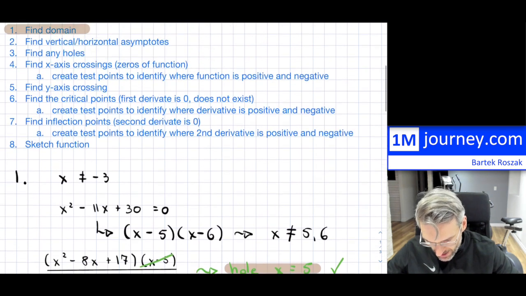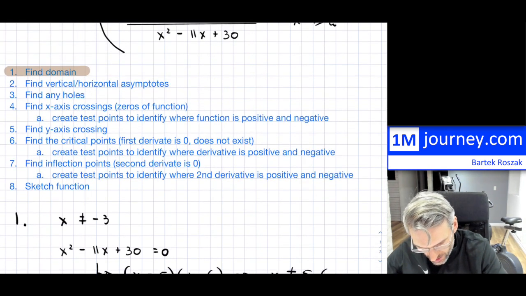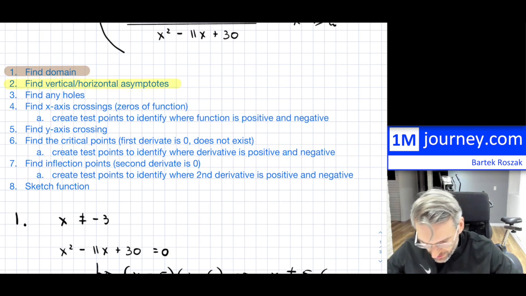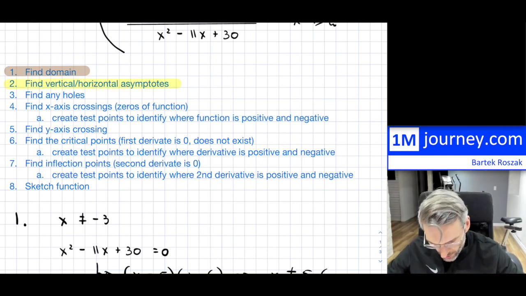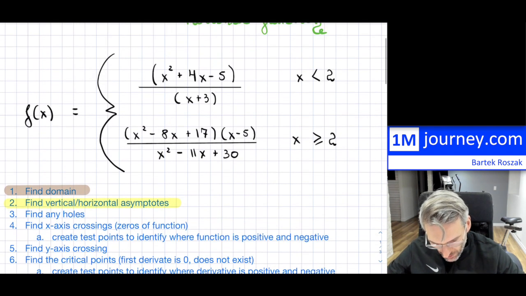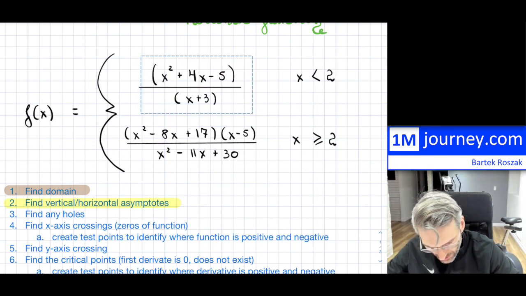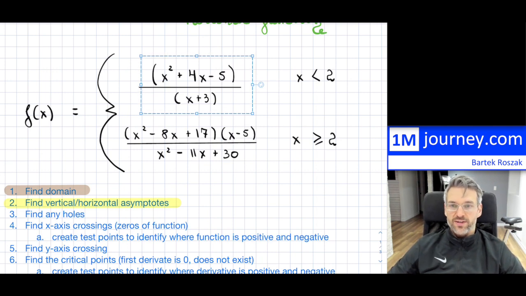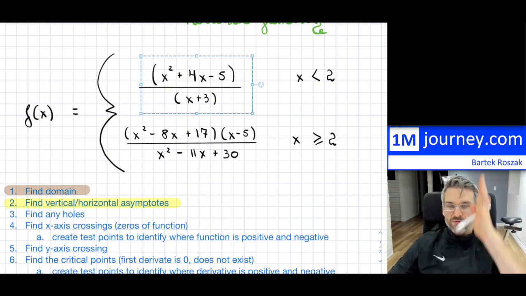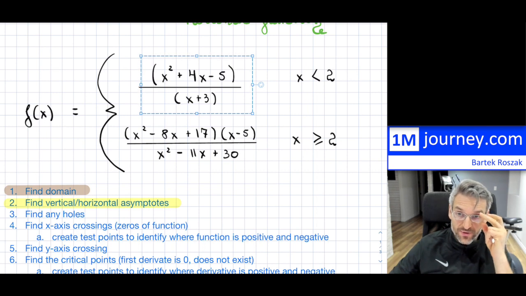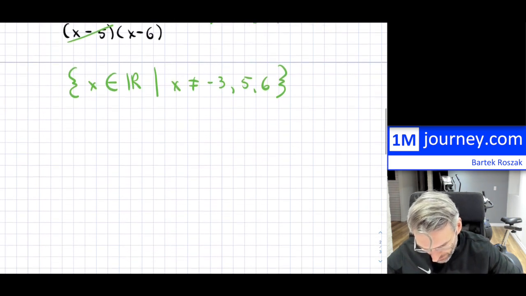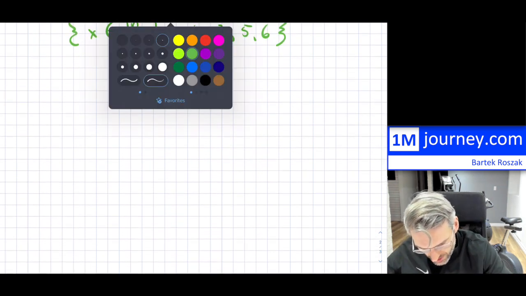Great. So now the next item is vertical and horizontal asymptotes, or any asymptotes that we have. So let's take a look at this. For the first one, we have a vertical asymptote wherever x is not defined. For rational functions, if it's not defined, in this case at -3, it's going to be a vertical asymptote. So I'm going to have a vertical asymptote there, and let me just start sketching this out in here.